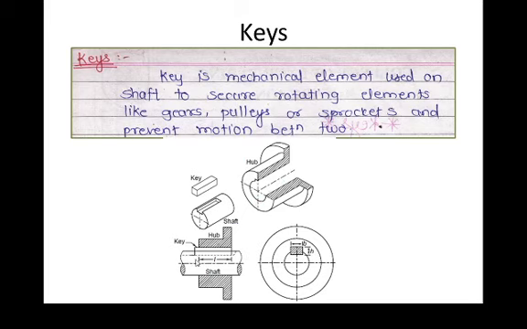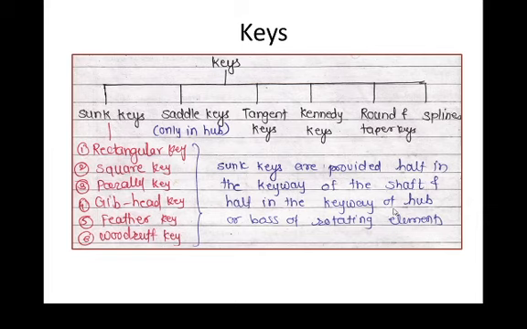Then let us see, this picture will show how the relative movement will be locked. A key will be available inside the shaft. There will be a keyway available, and also 50% of the keyway slot will be available in the hub. That is, 50% of the key will be in the shaft and 50% of the key will be available in the hub. Now it depends on the type of keys. Let us see what the different types of keys available are.